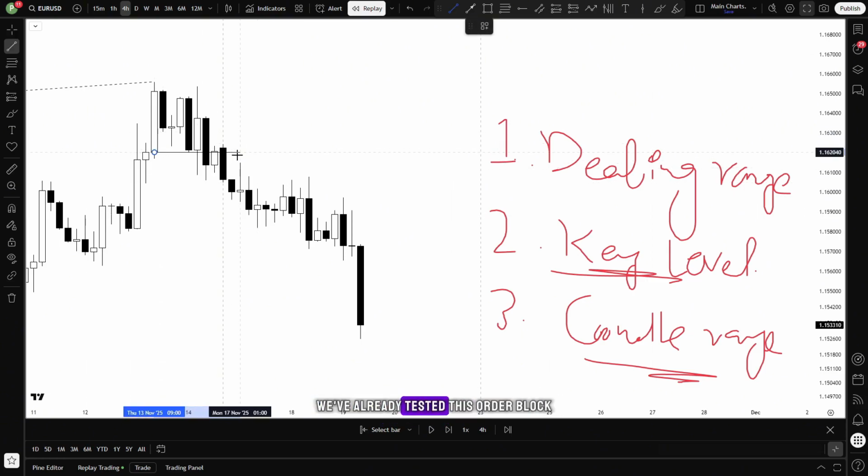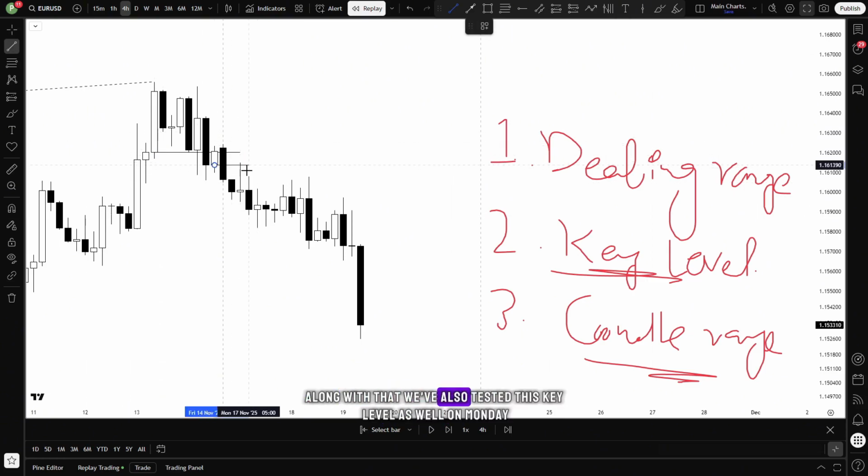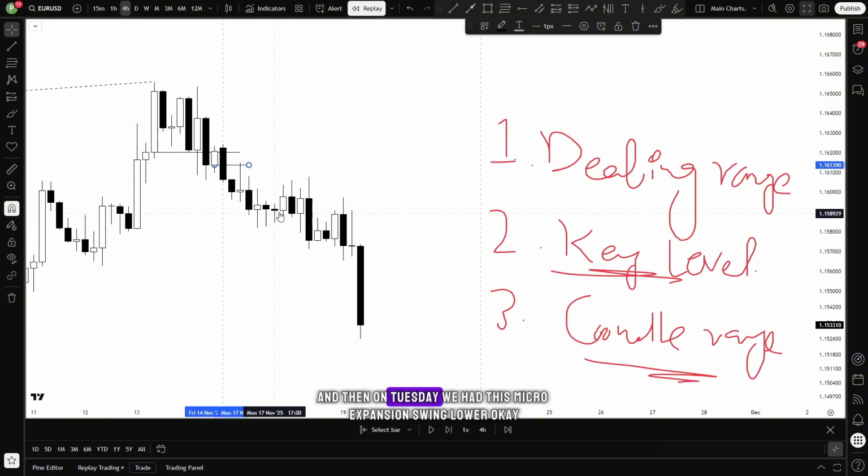expansion swing, we've already tested this order block. Along with that, we've also tested this key level on Monday. And then on Tuesday, during the New York open session, we had this micro expansion swing lower.